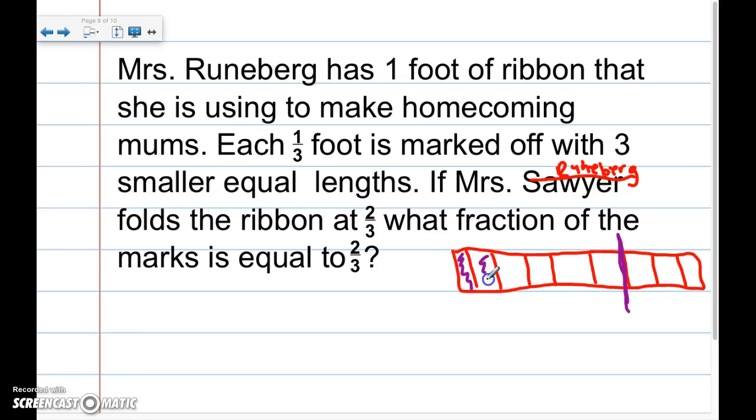Well, there's 1, 2, 3, 4, 5, 6 pieces. So what fraction of the marks is equal to 2/3? Well, whenever I take a third and I split it into 3 equal pieces, that means there's 1, 2, 3, 4, 5, 6, 7, 8, 9 total pieces now. And 1, 2, 3, 4, 5, 6 of them are marked off. So my answer is going to be 6/9.